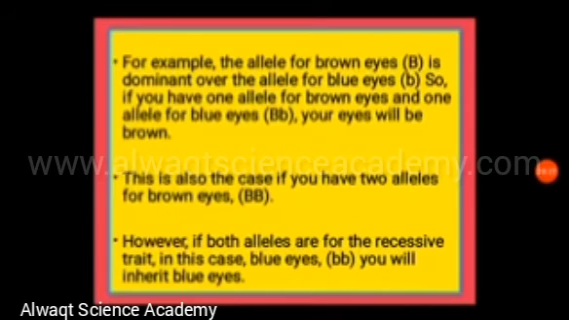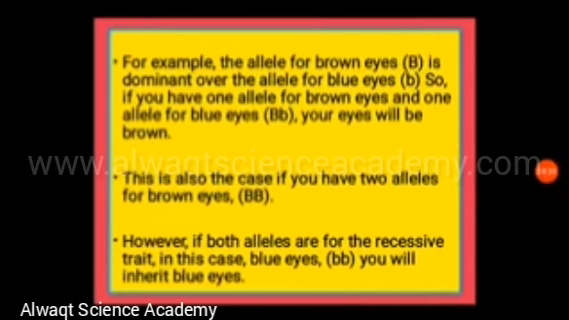It should also be noted that in genetics, we represent dominant alleles with a capital letter, and we represent recessive alleles with a small letter.